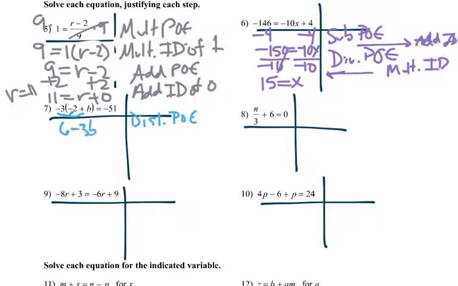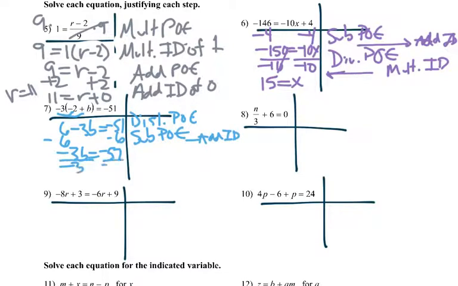Okay, number 7, we distribute that through using the distributive property of equality, giving us positive 6 minus 3b equals -51. Subtract 6, giving us -57, using the subtraction property of equality. We would have 6 minus 6 is 0, but we get rid of 0 with that additive identity if you wanted to use it.